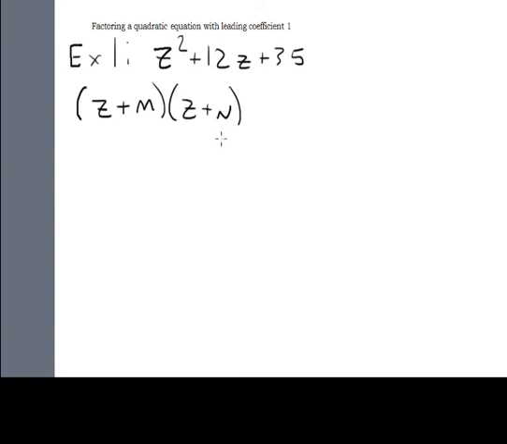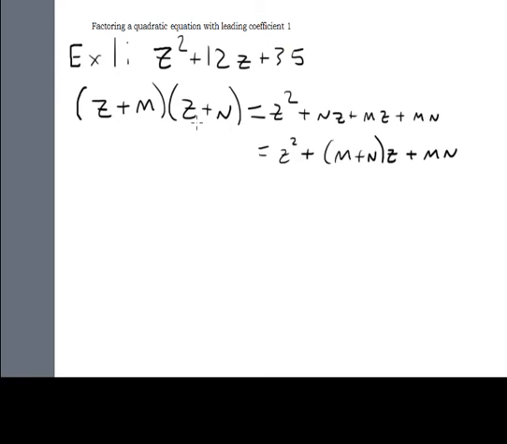We need to know a couple of things about m and n. To see that, let's multiply this out by using the distributive property of multiplication over addition. If I multiply this, and some people call this rolling, multiply straight out, I should get z squared plus n times z plus m times z plus m times n. And combining that together, we'll get z squared plus (m plus n) times z plus m times n.